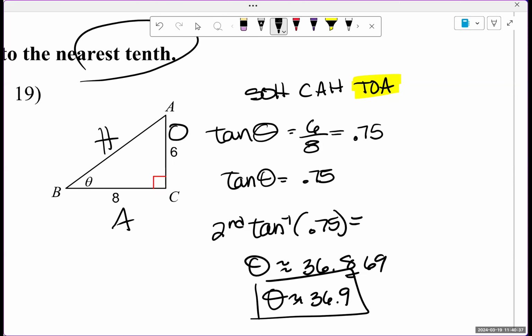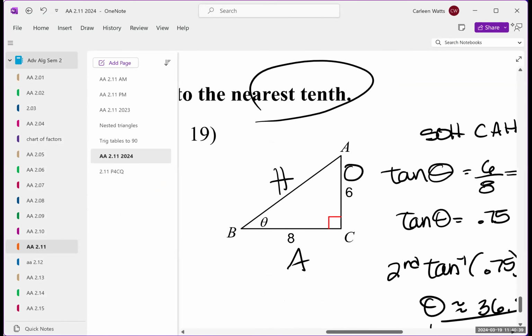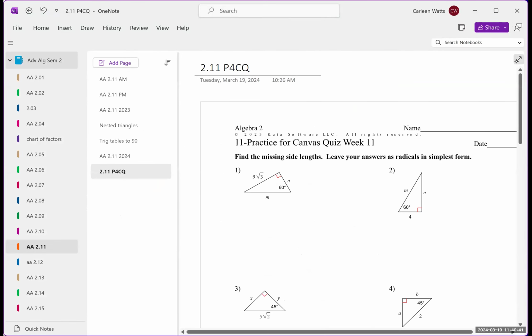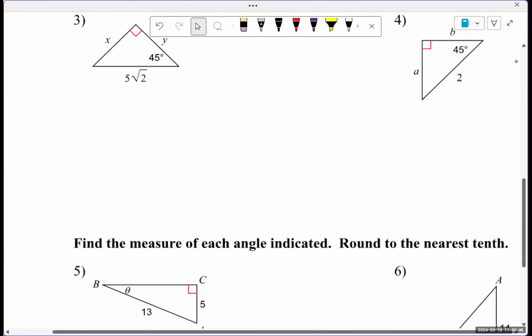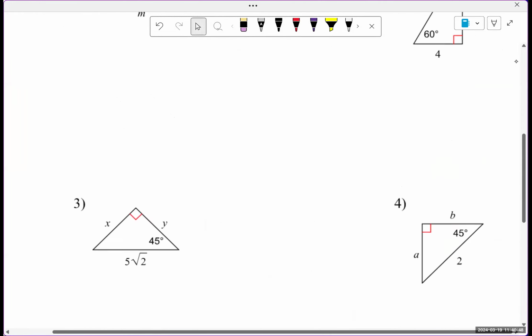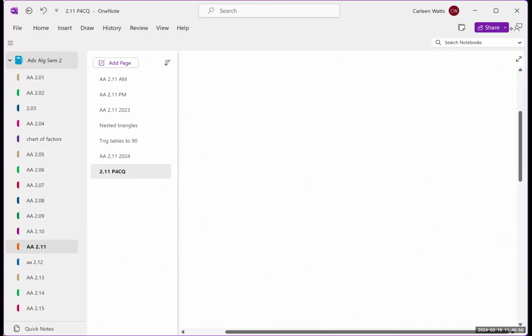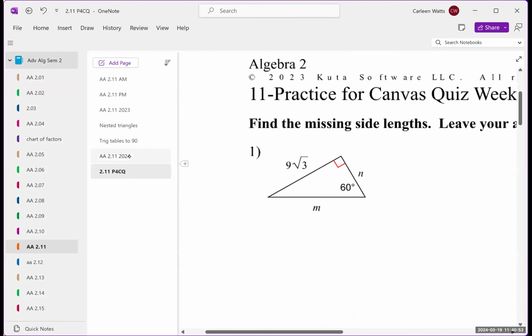Okay, now we are done if you have to go, or does anyone want to stay and look at the practice for campus quiz? Oh, actually, I said we'd go back and do this one.